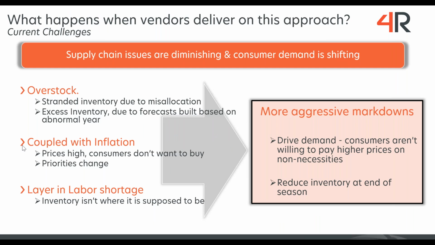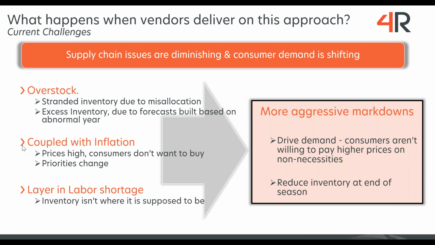Supply chain issues are diminishing and consumer demand is shifting. So what happens when these vendors do deliver the full amount and maybe even backfill some of those previous orders? Overstock. Think about all of the articles on Target and how much excess inventory they're sitting on in areas where demand was high when people were working from home, and how consumers can now expect to see pervasive markdowns in the coming weeks at Target.